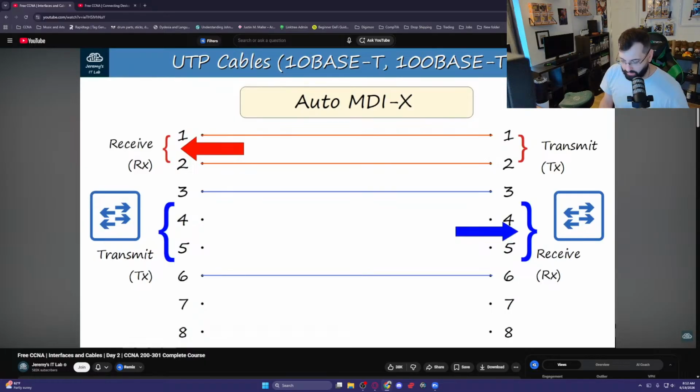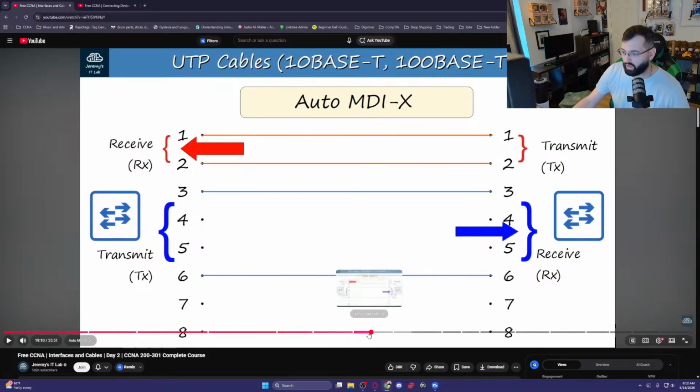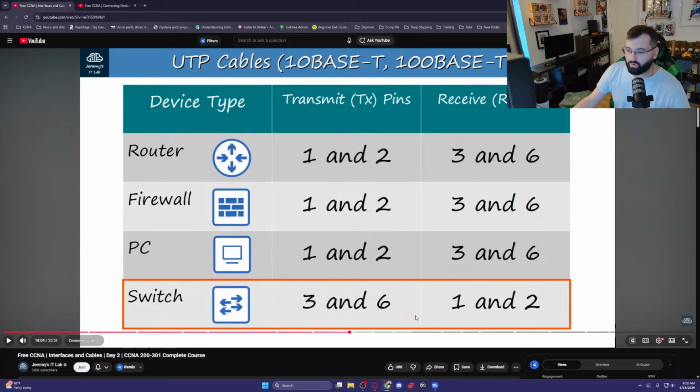So that way it just worked no matter what direction I plugged in the cable. That's what I don't understand. Why is the router the outlier? Or why is the switch the outlier? Why are they not all the same?